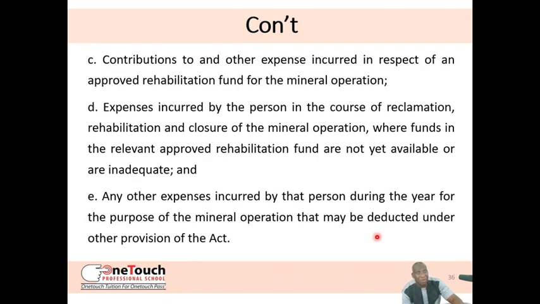Then the approved rehabilitation fund. I told you that the government requires that companies engaged in a mining operation should always have a rehabilitation fund, which must be approved. How do you generate money into the fund? Unless you contribute. So contributions to, and other expenses incurred in respect of, an approved rehabilitation fund is an allowable expenditure. So any amount that is being paid into the fund for the year that you make that contribution can be charged as an expense in the accounts.